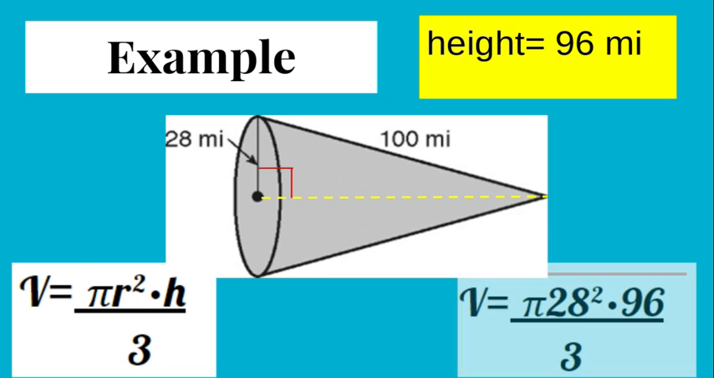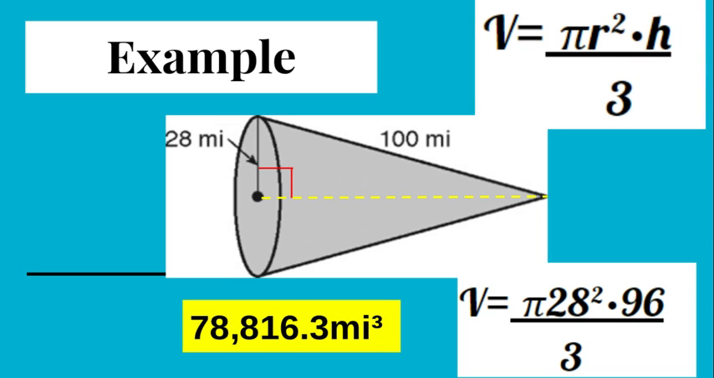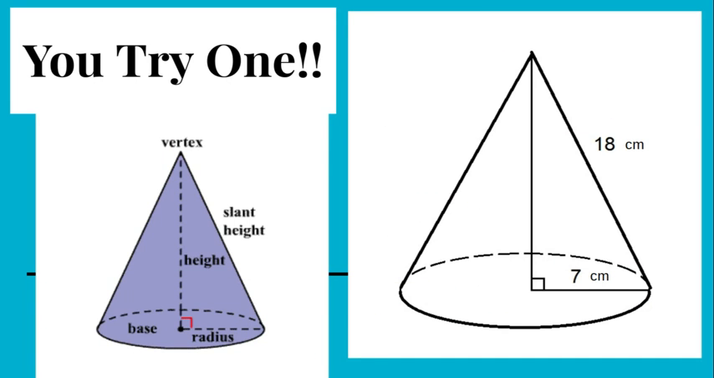And so this height is going to be plugged into the volume formula along with the radius that you already had. And so then we find that the volume is this big number here, 78,816.3 miles cubed. Volume is always a cubed unit. Okay, I want you to pause the video right now and try one on your own. So you're trying to find the height over on the right triangle over there.